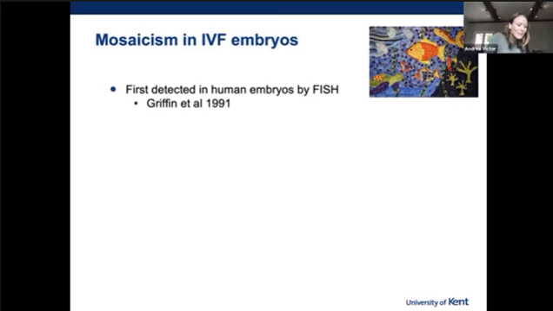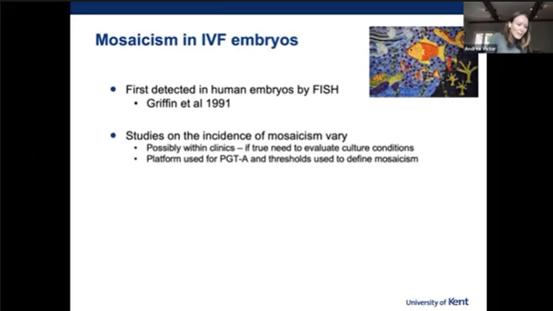I would love to have the time to review all the literature on the incidence of mosaicism, but that's really for another day, or feel free to read the book. Basically all studies say something slightly different. But there are some suggestions out there that mosaicism rates vary between IVF clinics. If this is true, we need to evaluate culture conditions, biopsy techniques, etc. And the incidence of mosaicism also depends on the PGT-A platform that's used, and the thresholds that are being used to define mosaicism.